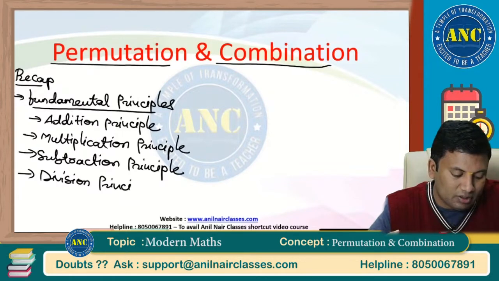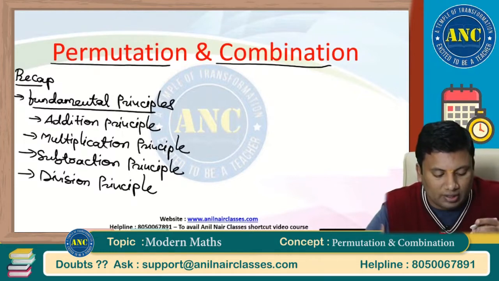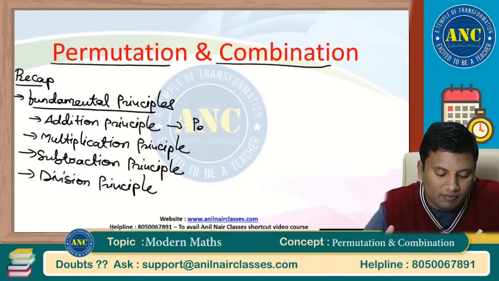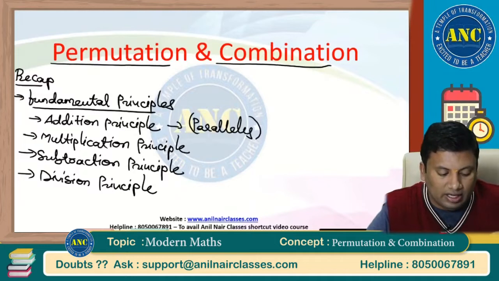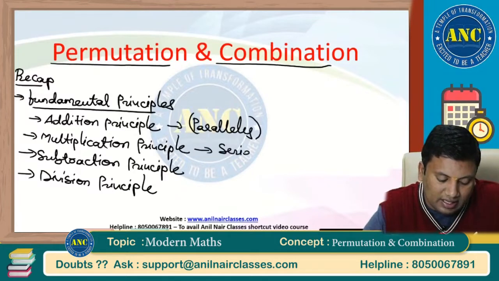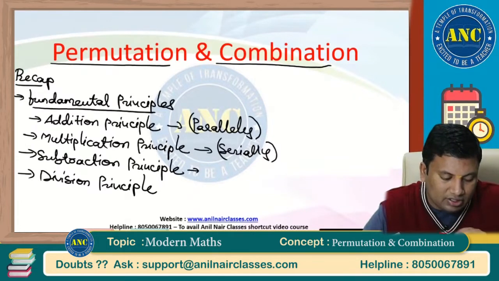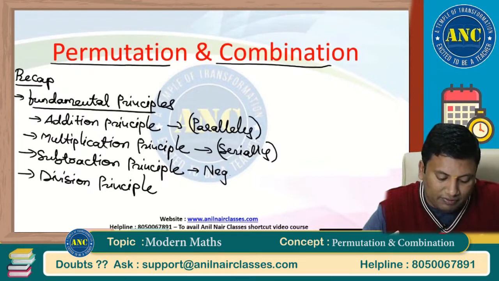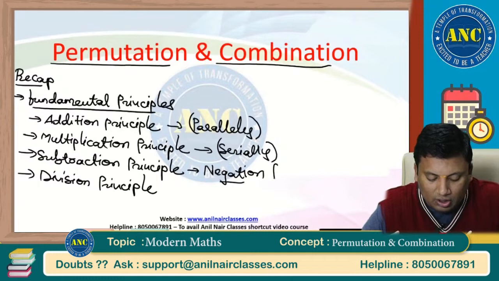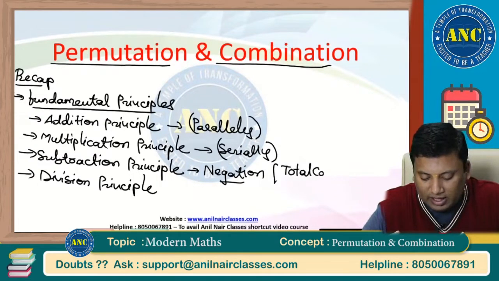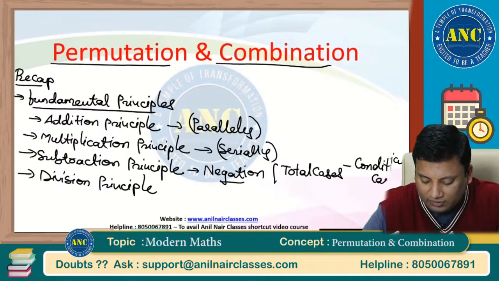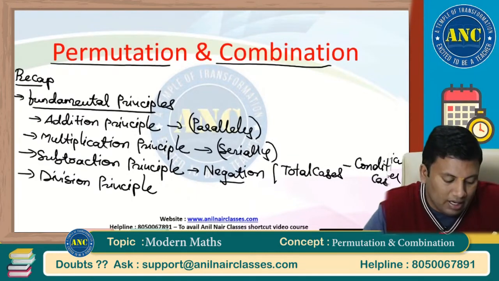Depending upon the nature of the question, I will use a particular principle. Addition principle is used when the events are happening parallelly. When the events are happening serially, one after the other, I will use the multiplication principle, right? Subtraction principle is used to find the negation, that means total cases minus the cases where the condition is satisfied. If I want the remaining cases where the condition is not satisfied, then I will use the subtraction principle. Division principle is used in grouping related problems.